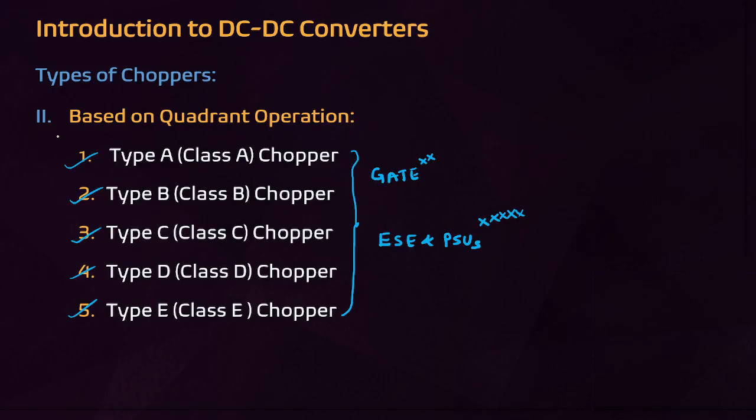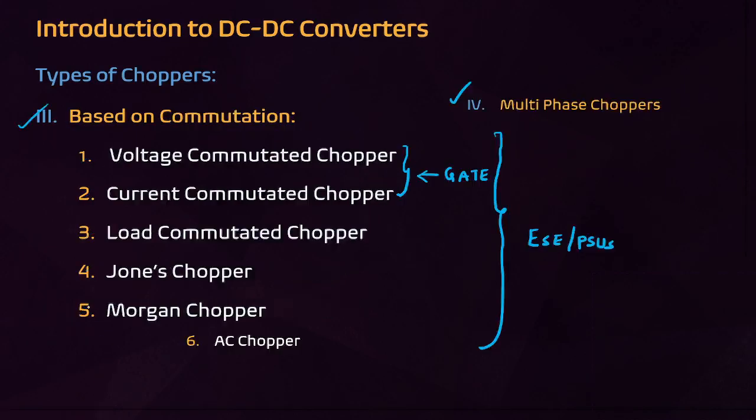These are the types of choppers based on quadrant operation. Type A, type B, type C, type D, type E. This is also called class A, class B, class C, class D and class E choppers. But these are not that important from the GATE point of view. But from ESE and PSU's point of view, this is important. For GATE point of view, just 1 or 2 points you have to concentrate on. Only formulas you have to concentrate on.